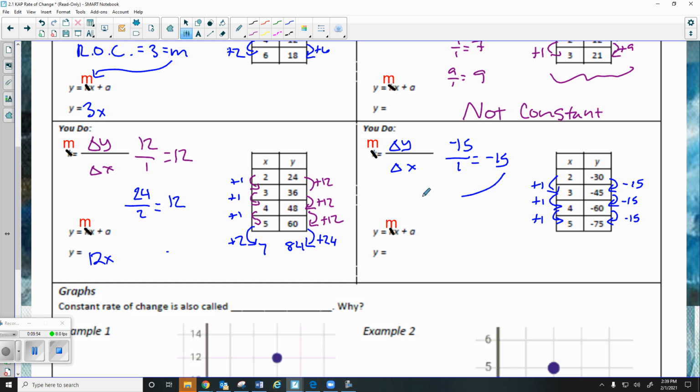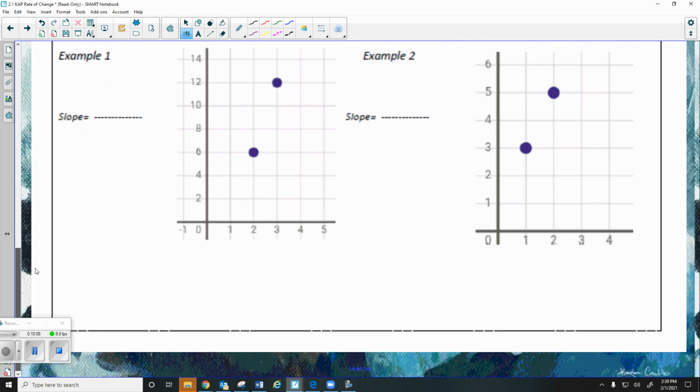Okay, again, that's my m. That's my rate of change in the formula. Negative 15x. Okay, so finding from a table, again, just finding that change every single time, pretty straightforward. Of course, you can do the same thing from a graph.